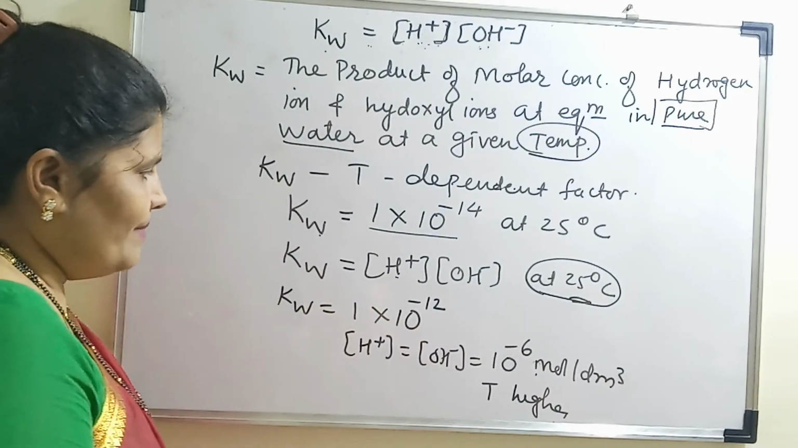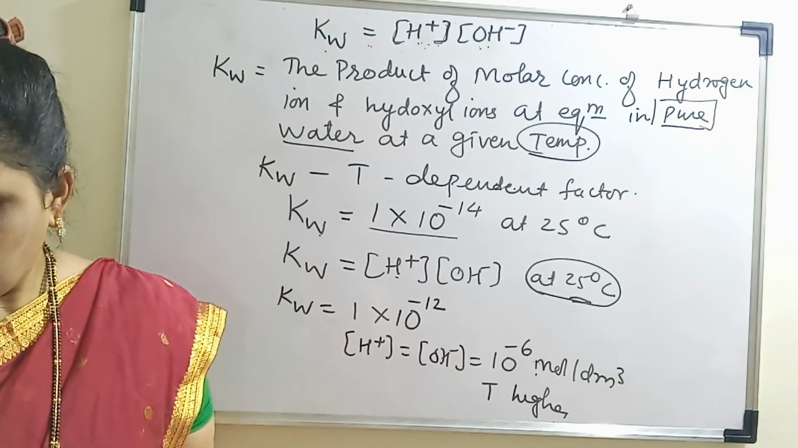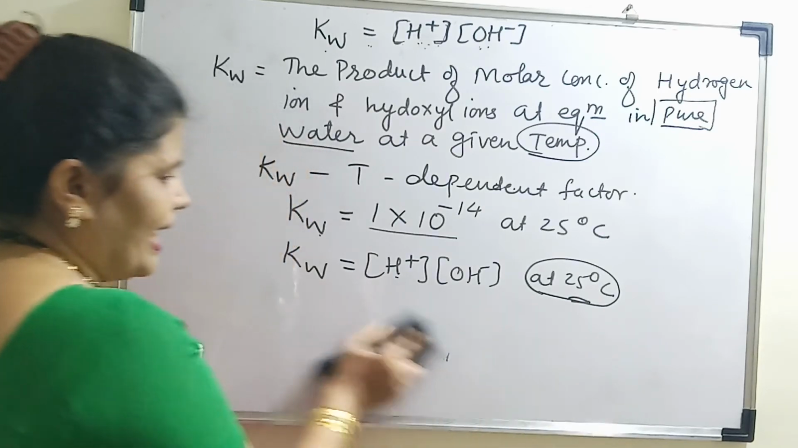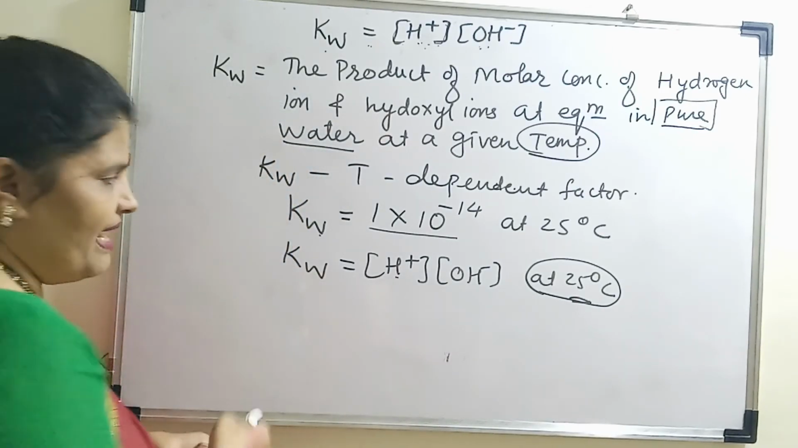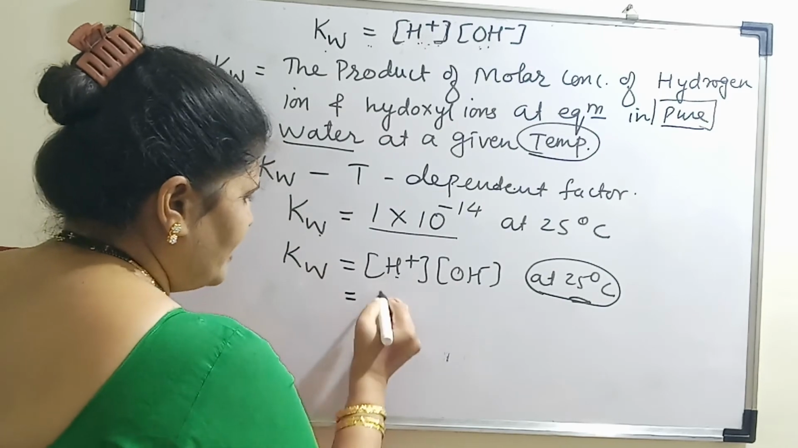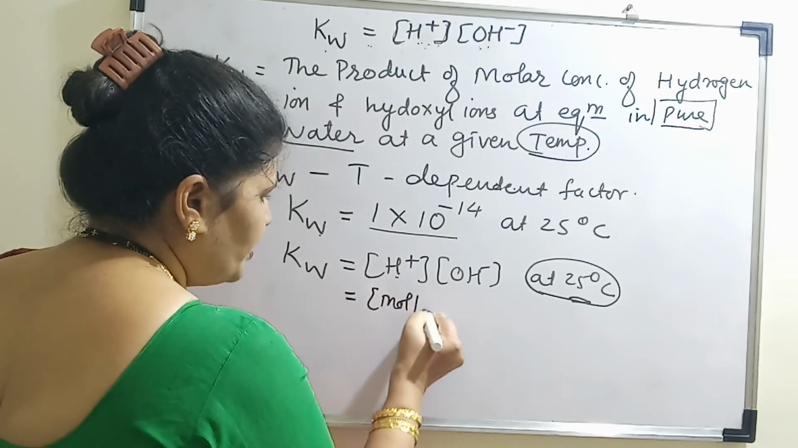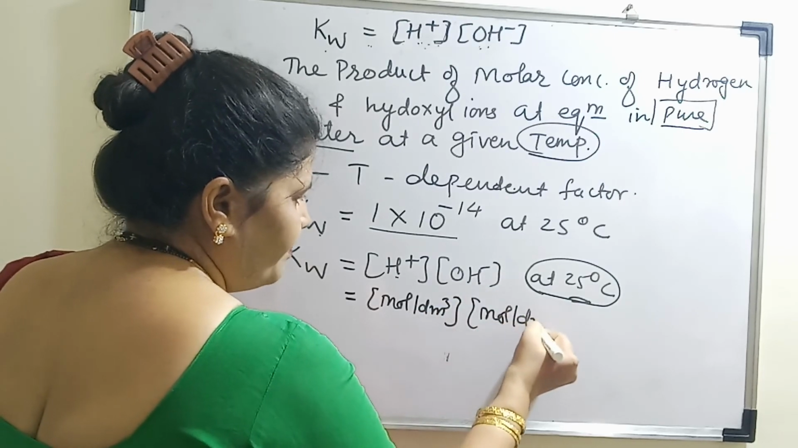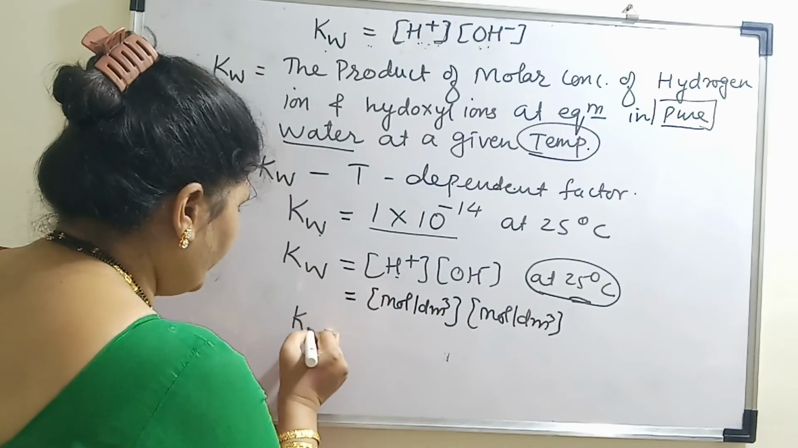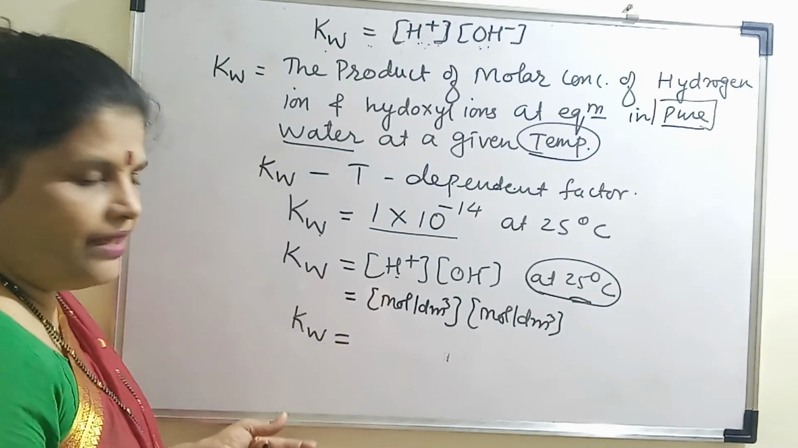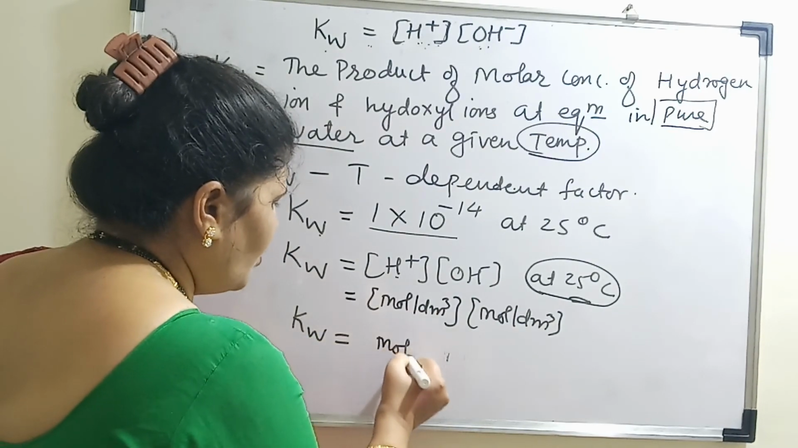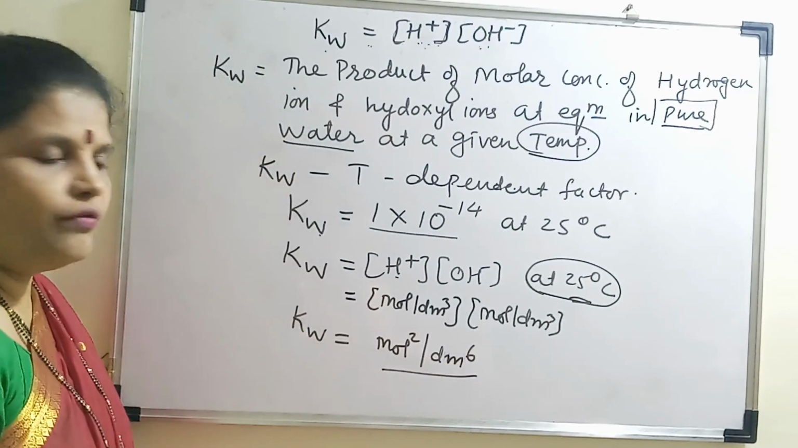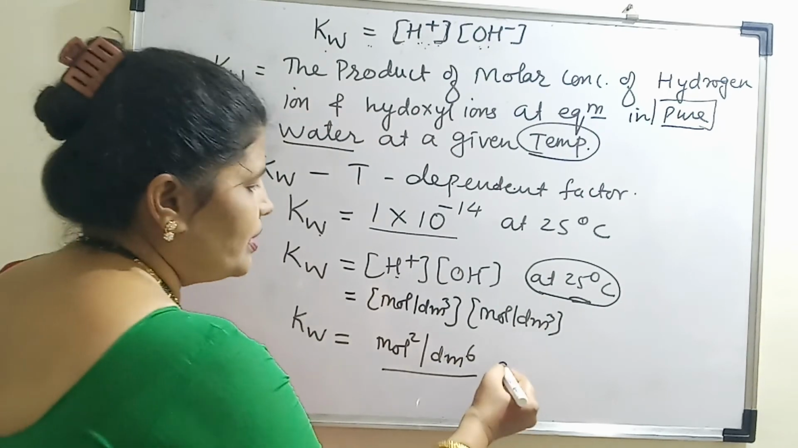Now what do you think will be the unit for Kw? To know the unit for Kw, I am using the same expression, that is H plus and OH minus. The unit for H plus is mole per dm cube, and this will also be mole per dm cube. So the unit of Kw at 25 degrees Celsius will be mole square dm cube to the power minus 6. So this is the unit for Kw at 25 degrees Celsius.